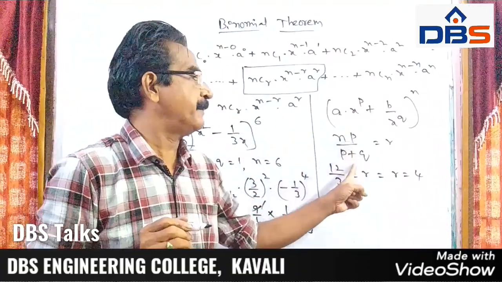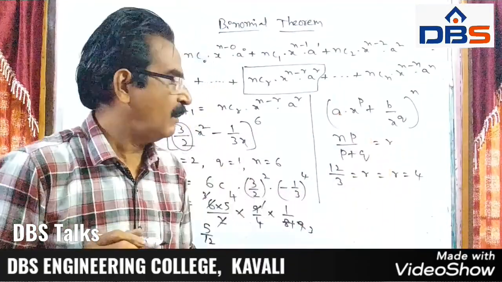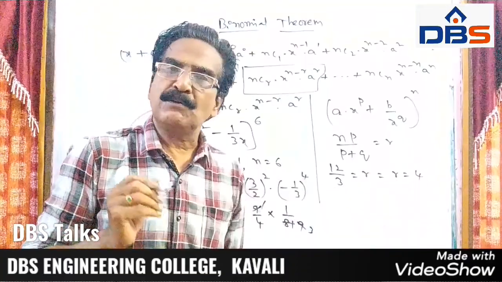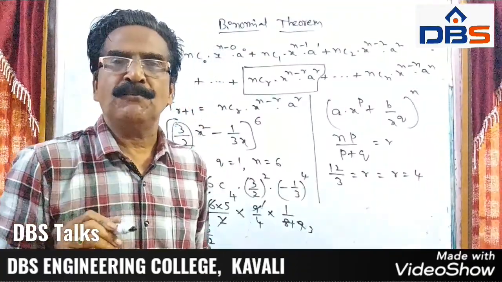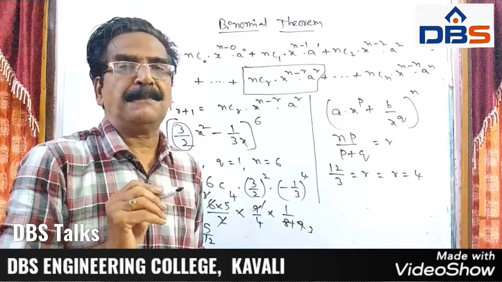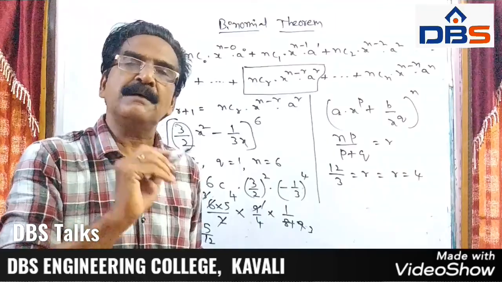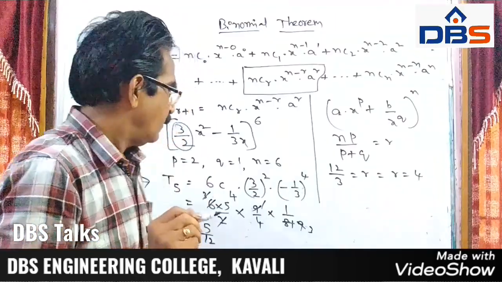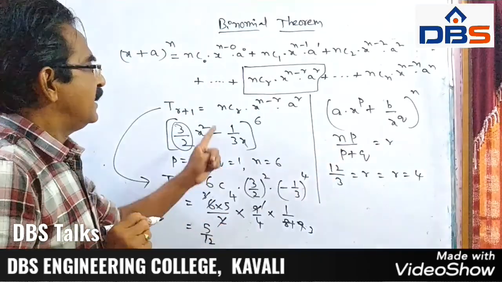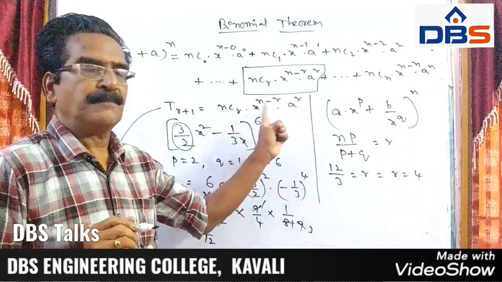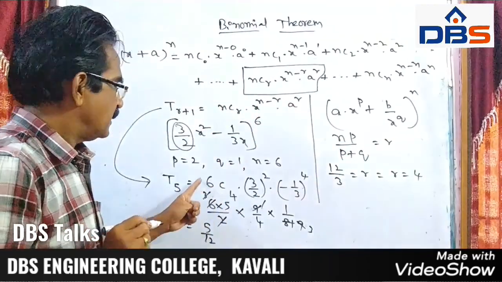By doing np by p plus q, you will get r. That is, r is equal to 4. R is equal to 4 means the fifth term, r plus 1, is the term independent of x. Okay, friends, r is equal to 4. Let us substitute in the general term.